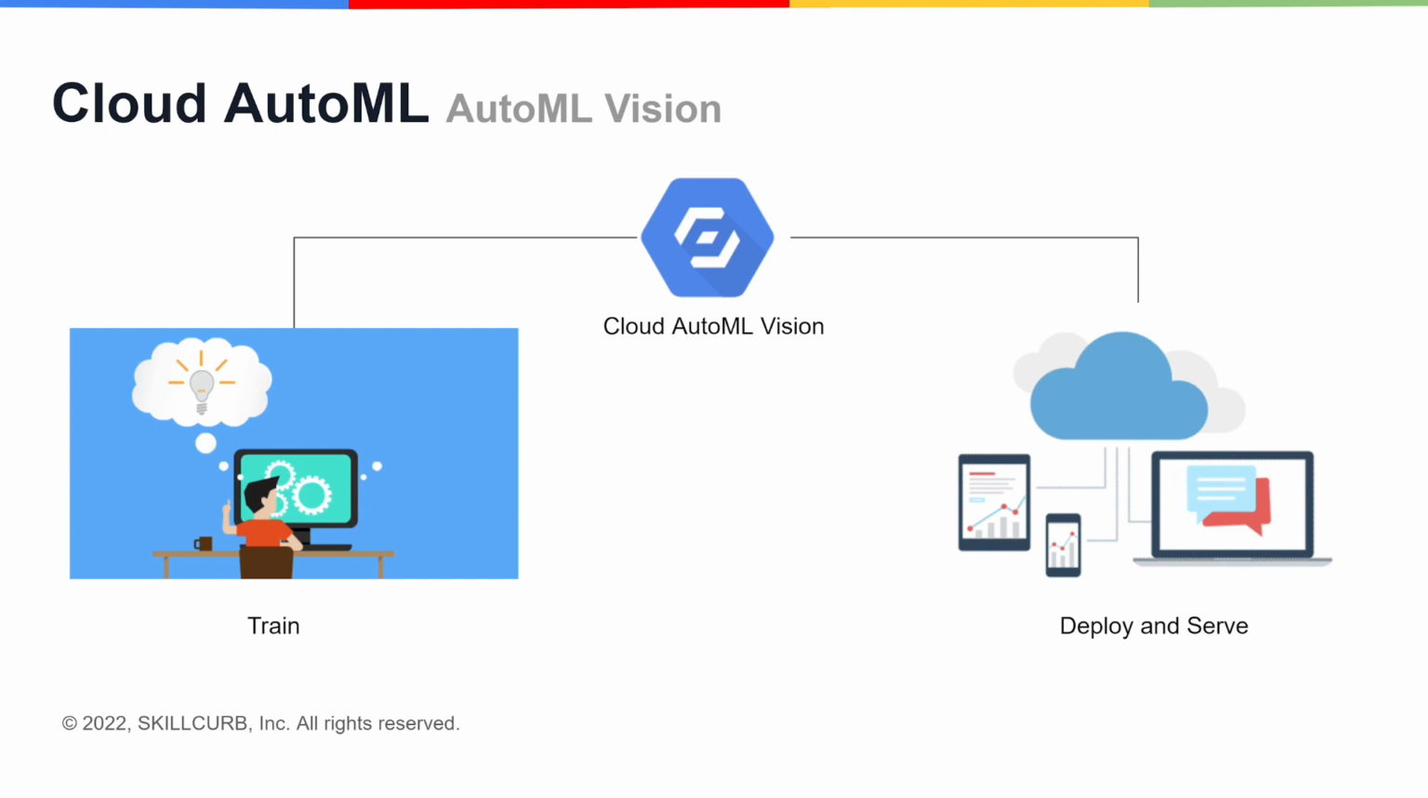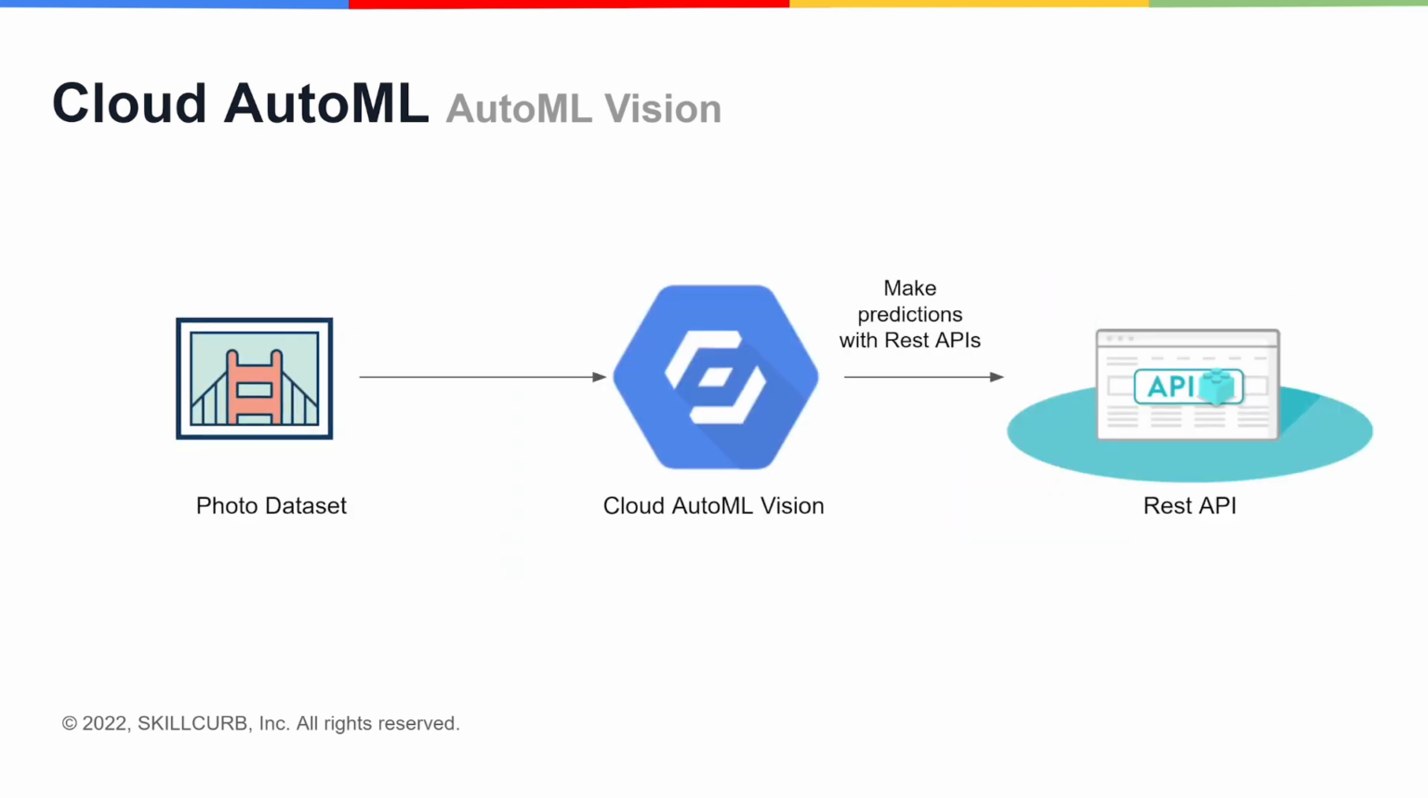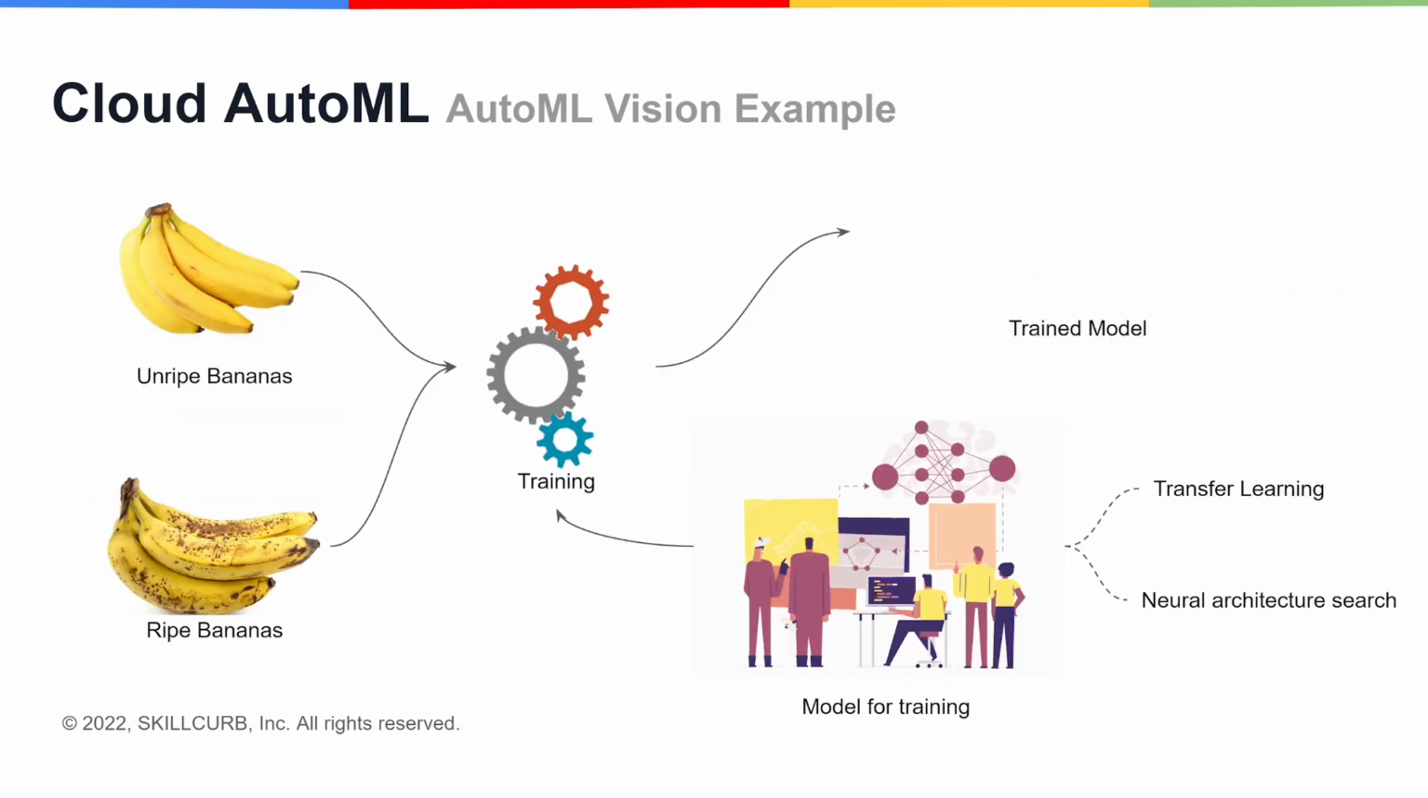Cloud AutoML Vision lets businesses and developers with limited machine learning expertise train custom vision models, deploy, and serve them for their own use cases. Developers can upload their own labeled or unlabeled dataset, train and manage their models, and use those models directly from cloud to make predictions. Here's an example of how AutoML Vision will work.